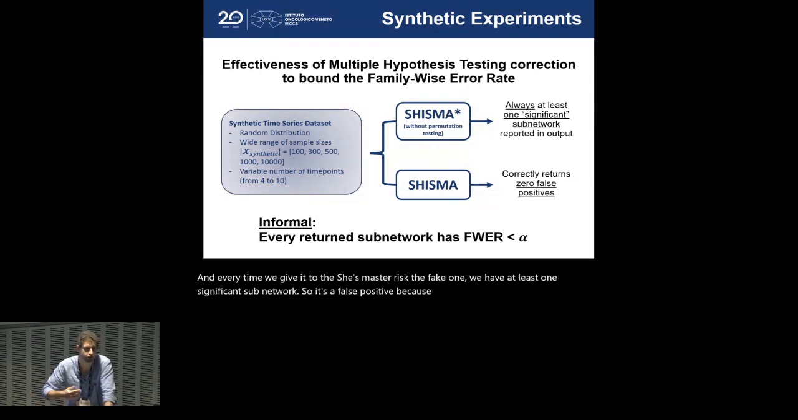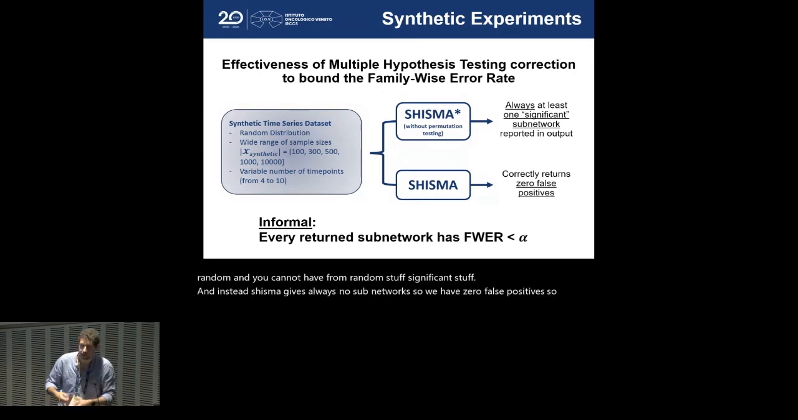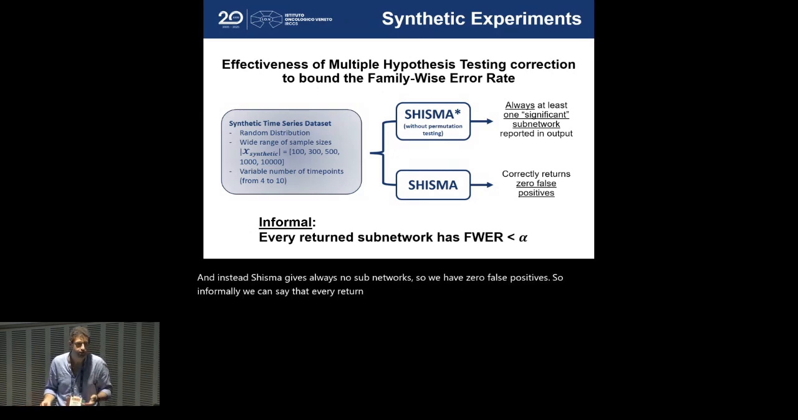Because of course the original distribution is random and you cannot have significant results from random data. And instead SHISMA always gives no subnetworks. So we have 0 false positives. So informally, we can say that every returned subnetwork that is given by SHISMA bounds the family-wise error rate given a certain confidence level alpha.